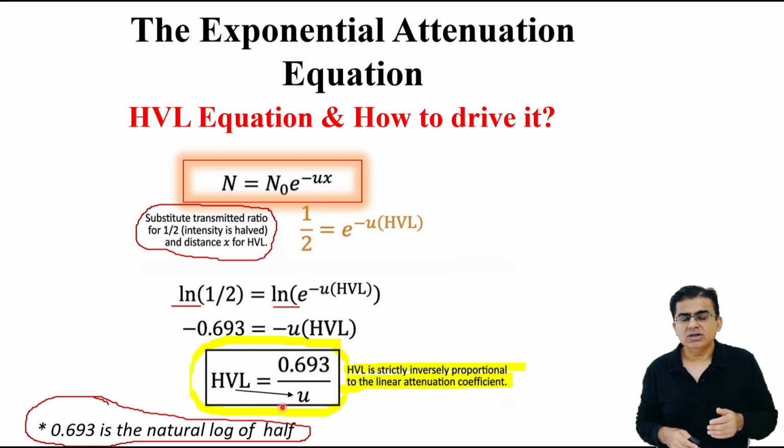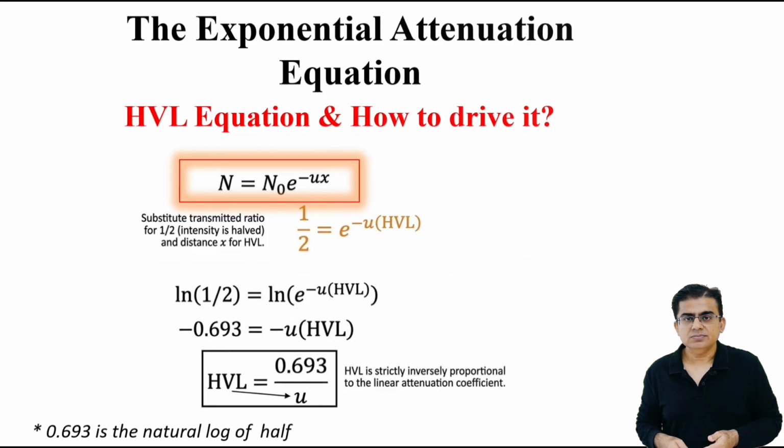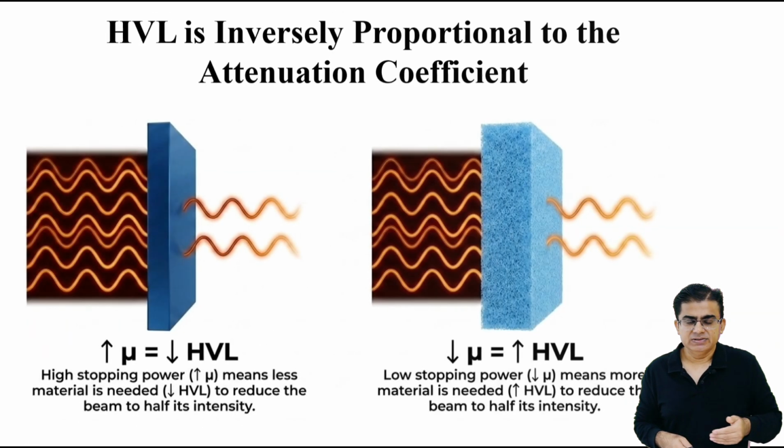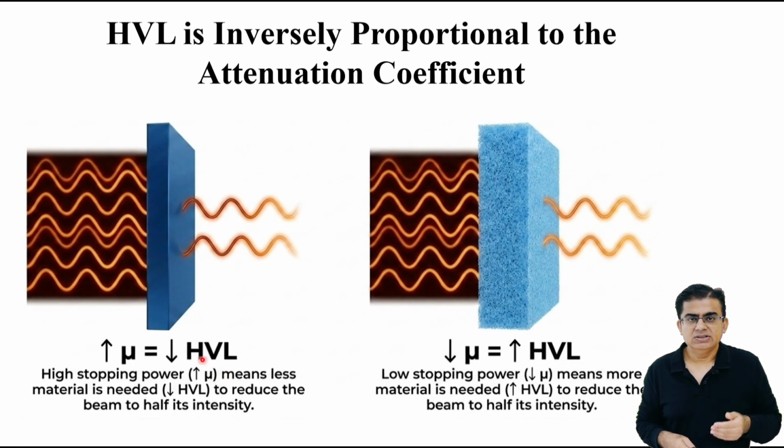Let us think about what this mathematical relationship actually means in your daily clinic. Look at these images. The solid blue block on the left side is made up of a material which has a very high linear attenuation coefficient. It is made up of a very dense material. It could be a rock or lead shielding block. That means it has a very high mu, linear attenuation coefficient.